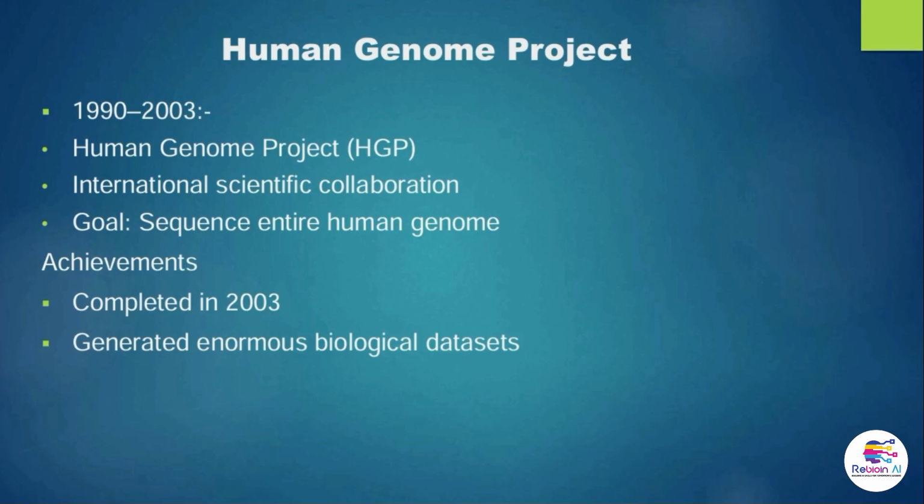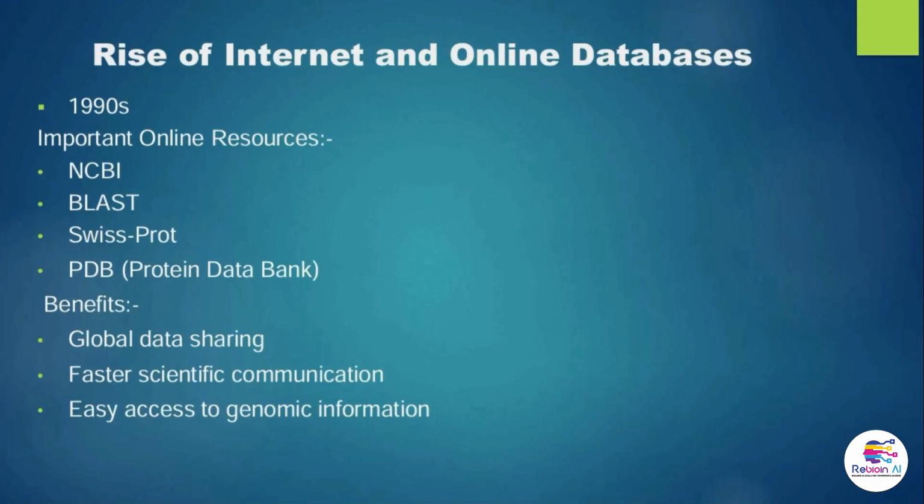At the same time, another powerful technology helped spread biological information globally. During the 1990s, the rise of the internet dramatically changed bioinformatics. Scientists could now share biological information globally within seconds. Several important online resources were introduced. One major resource was the National Center for Biotechnology Information, or NCBI. NCBI became one of the world's largest biological information centers.